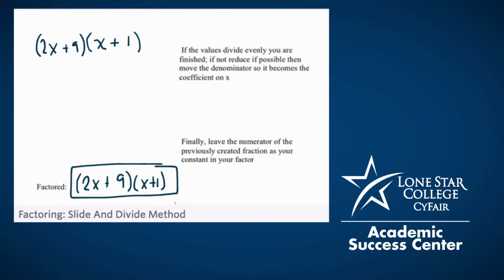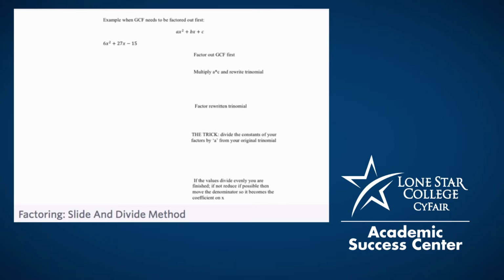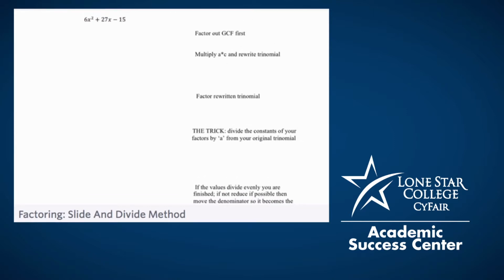Let's look at another example. In this particular example, we're going to look at it when we have to factor out a greatest common factor first. And we'll still use the slide and divide method. Our example is 6x squared plus 27x minus 15. So if we look at the coefficients and constants of these terms, we can see that there's a greatest common factor of 3. So the first thing we want to do is factor out that greatest common factor of 3.